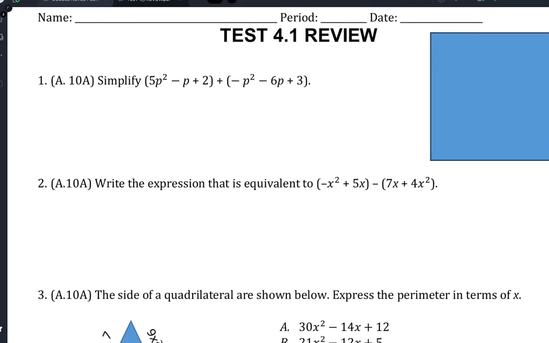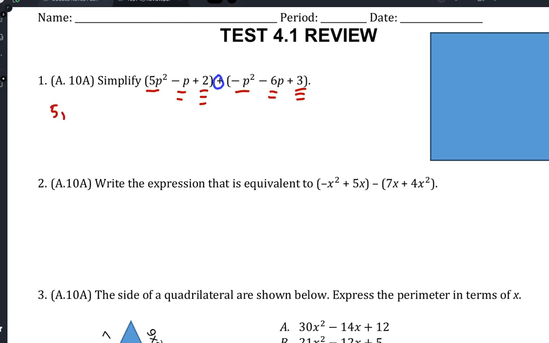Okay, so what we're going to do on number one, we have a plus here, so that means we're not going to change any of the signs. So I'm going to single underline the largest exponent, double underline the next one, and then triple underline the constants. Okay, so you go single, double, triple, right? Now then I'm going to stack these up.